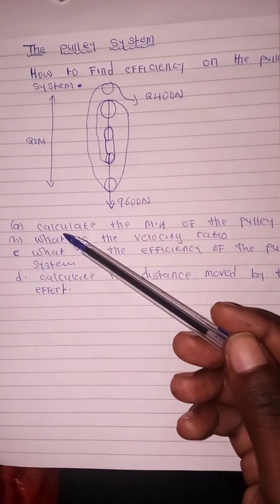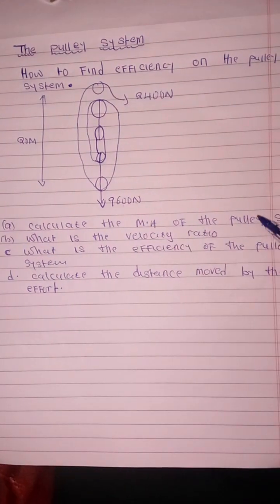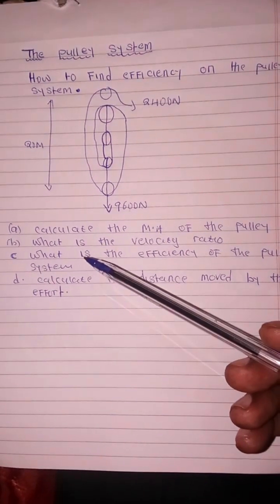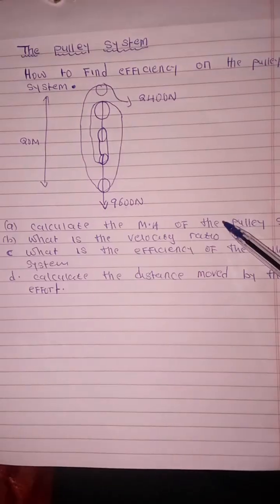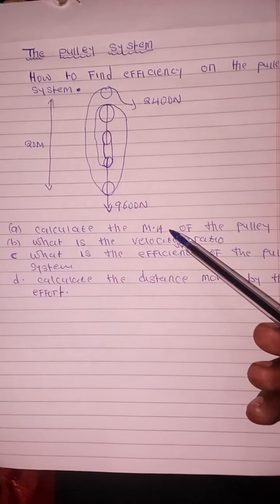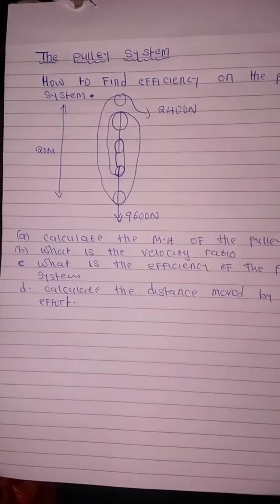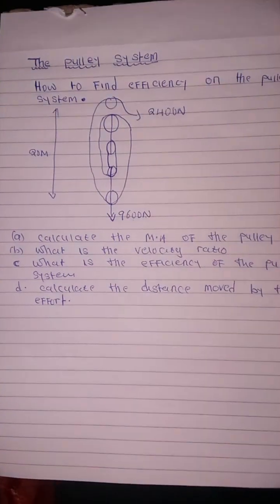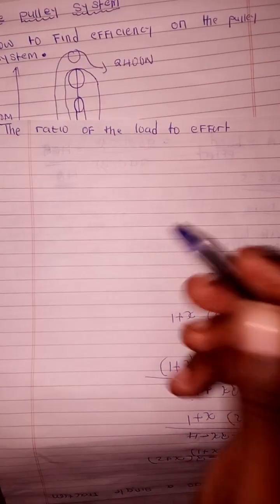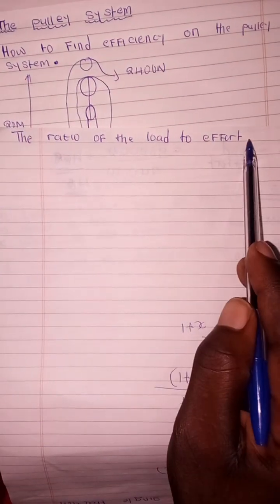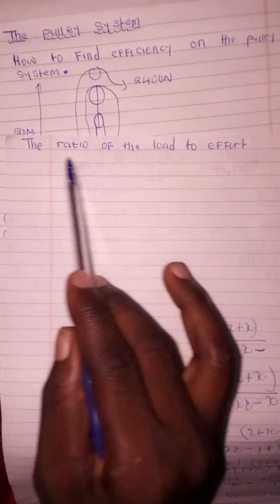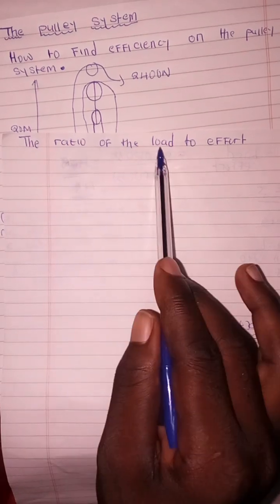The first question is saying calculate the MA of the pulley. What does MA stand for? They want mechanical advantage. What is mechanical advantage? It is the ratio of the load to effort. Do they want us to say the definition of mechanical advantage? No, they're not saying define mechanical advantage. I've just defined it for you. Mechanical advantage is the ratio of the load to effort.